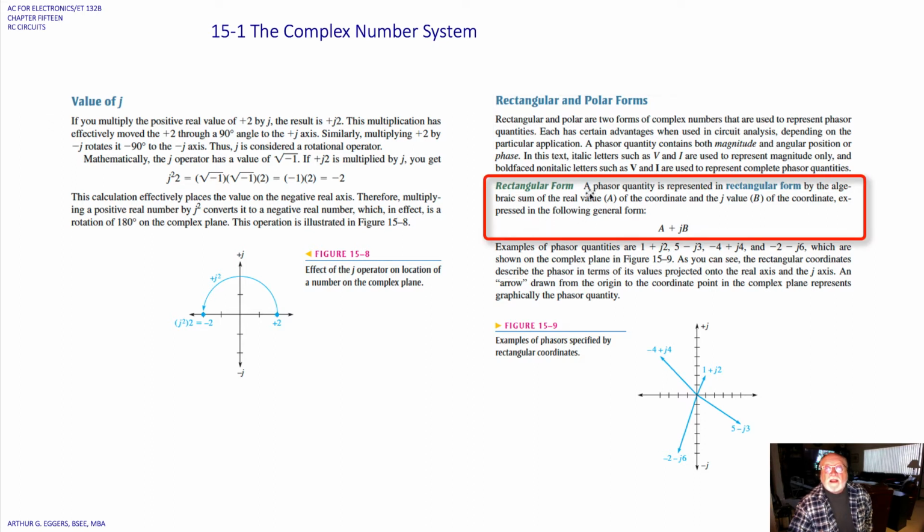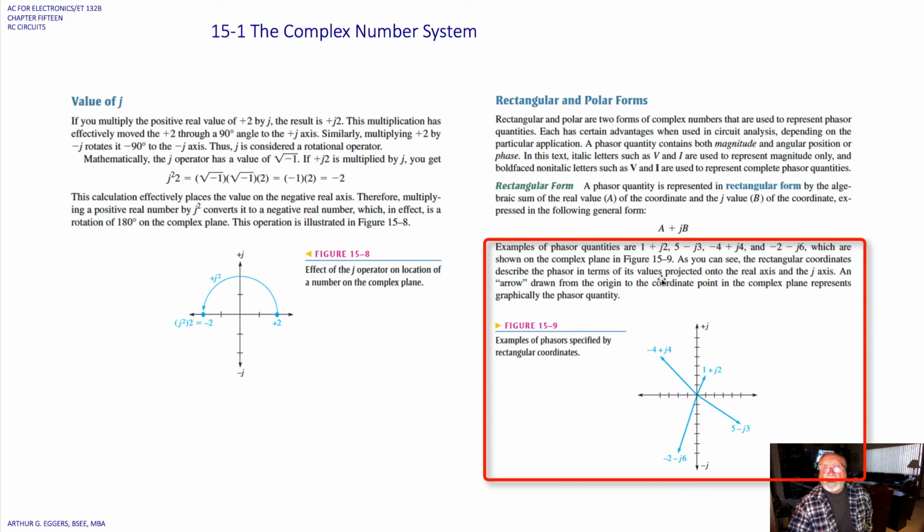A phasor quantity is represented in rectangular form by the algebraic sum of the real A value of the coordinate and the J or B value of the coordinate system. So we have to learn how to add, multiply, subtract, and divide using these individual coordinates on the X and Y axis. We use the general form A plus JB. In your math class, you probably saw little a plus bi for the representation. So we're going to use A plus JB in electronics.